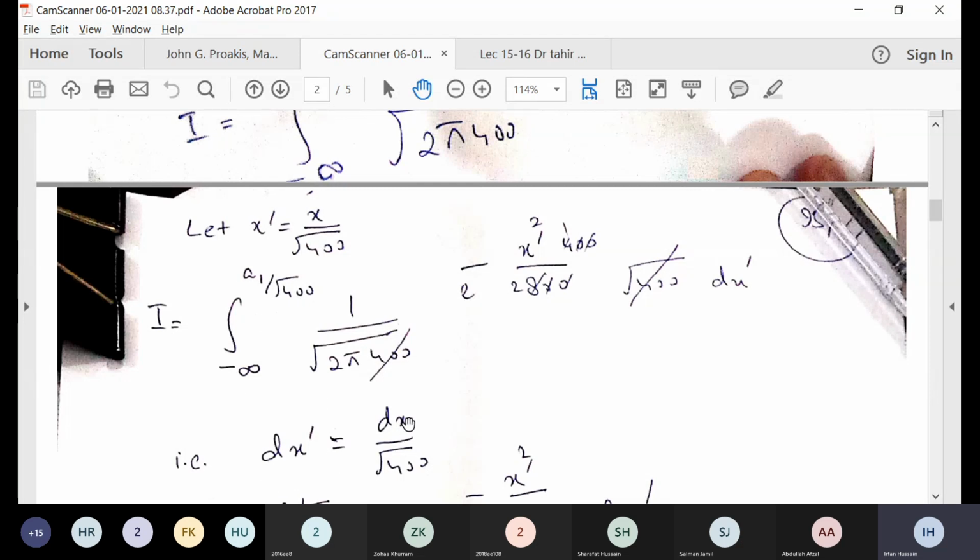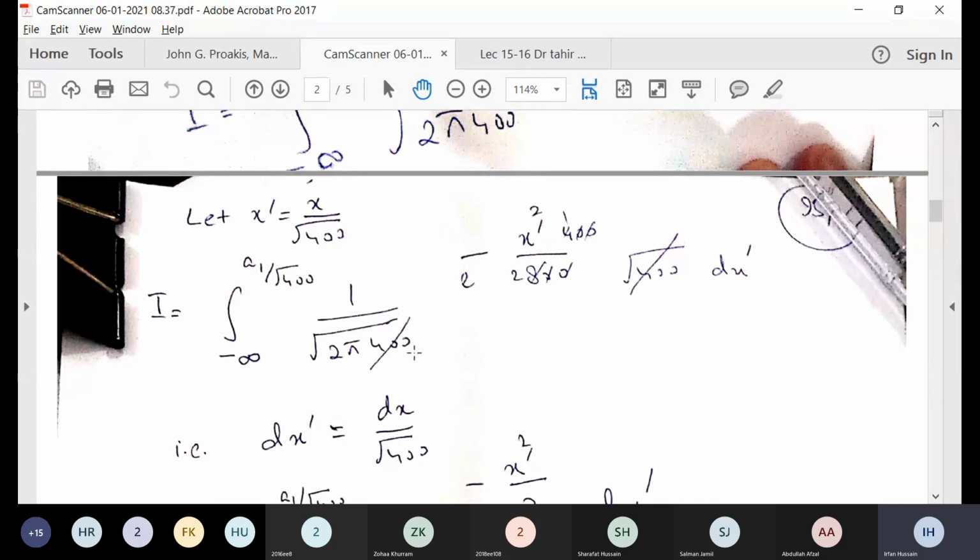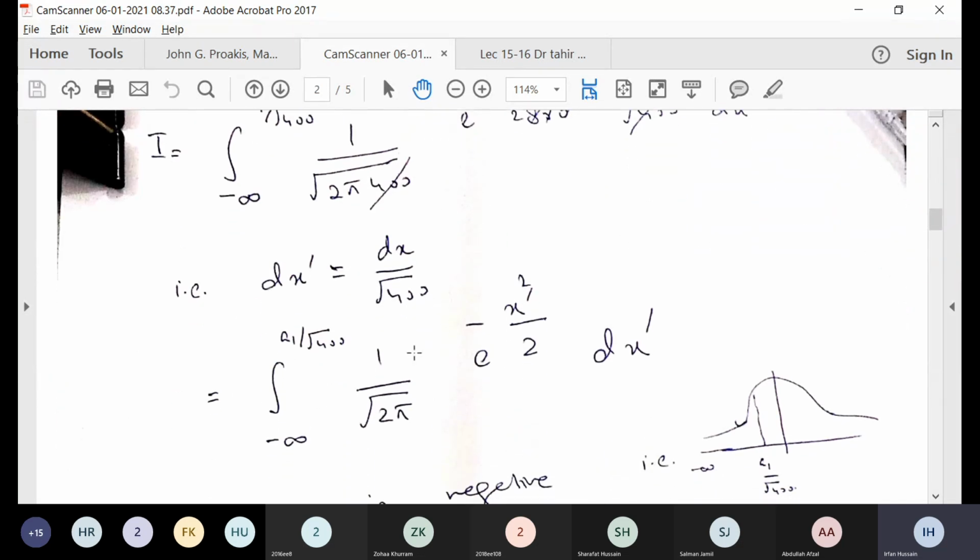And with respect to d, previously you had dx, so your dx dash will be dx over 400. So dx will be replaced by under root 400 into dx dash, and the 400 will cancel with this 400. And now you have the famous standard Gaussian random variable with change of substitution of x dash, and the limits are slightly changed.